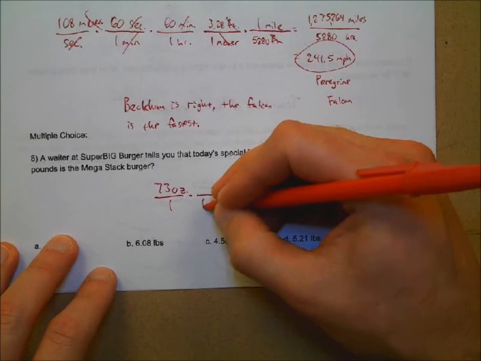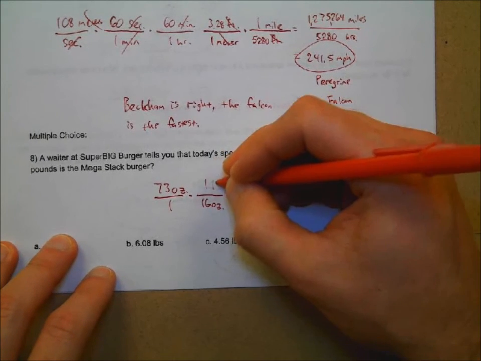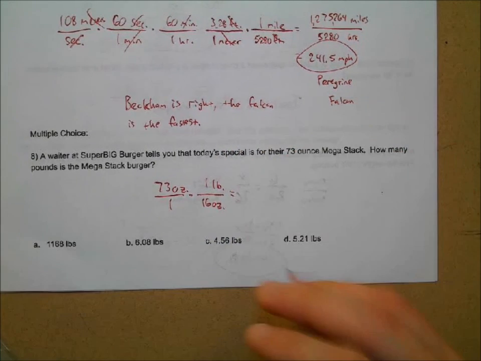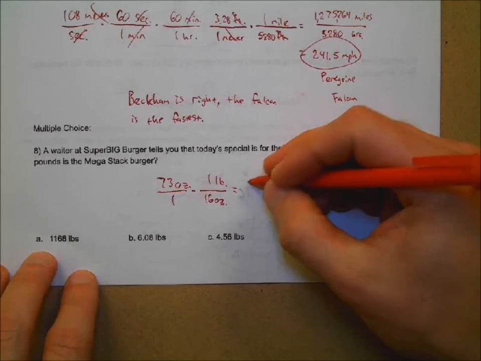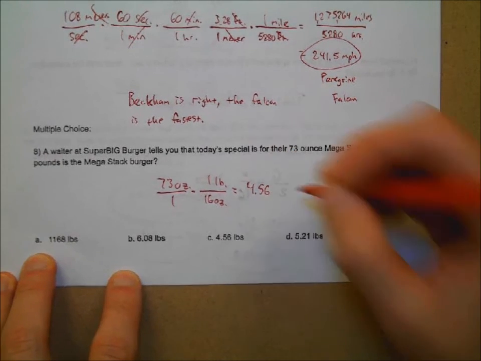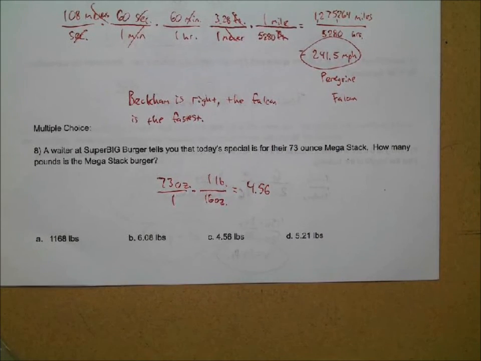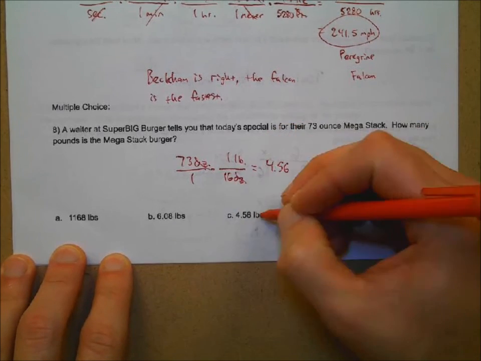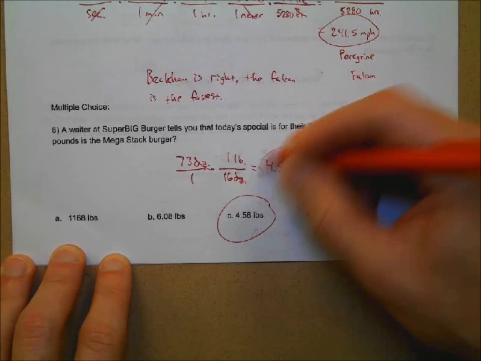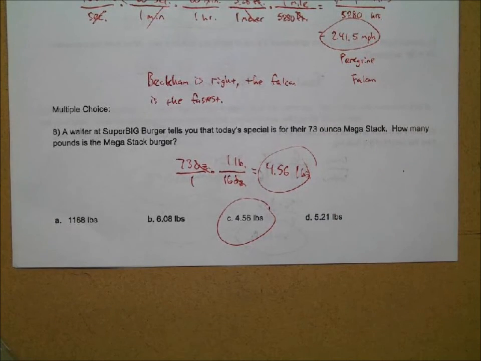Okay. Be careful, though, if you're out in the grocery store and stuff like that. There's fluid ounces, too. Remember, that's a volume, not a weight. So 73 divided by 16 here, 4.56. What's the answer? C. You got it. 4.56 lbs. All right, we made it, folks. So that was the review.